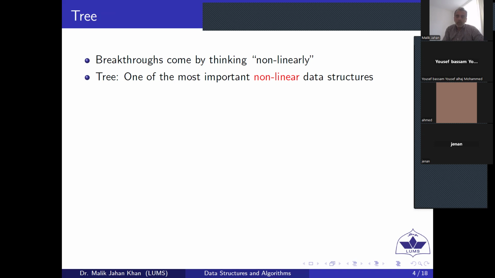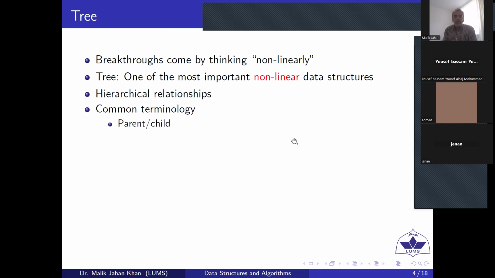Tree is one of the most important non-linear data structures. The linear data structures which we have studied so far include arrays, linked list, stack, queue, and other types like doubly linked list. So tree is one of the first and extremely important non-linear data structures, which has a lot of different applications in computer science and beyond computer science.